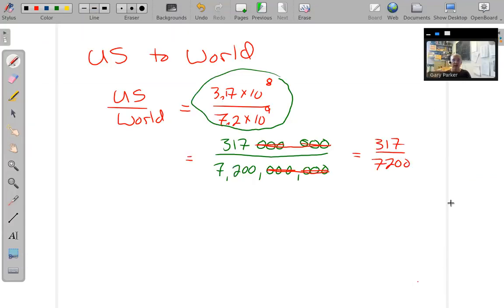Let's write that down. So I'm rounding that. So I'm going to put a wavy equals 0.044. And remember, to convert a number to a percent, we could multiply that by 100%, which shifts the decimal twice. So that would be about 4.4%. So this tells me that the population of the US is about 4% of the world population.